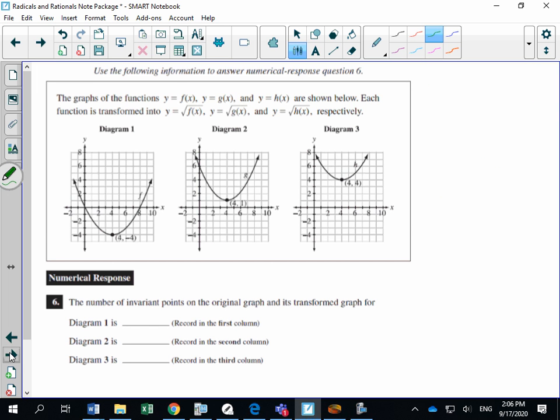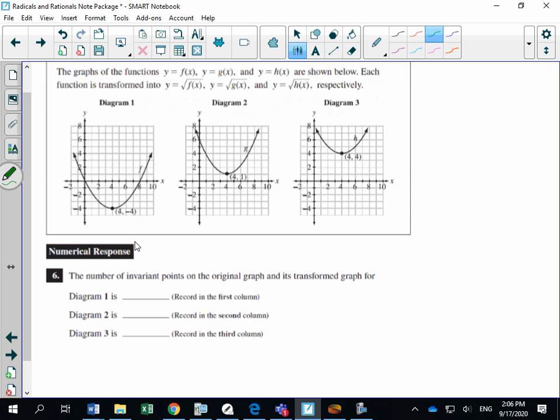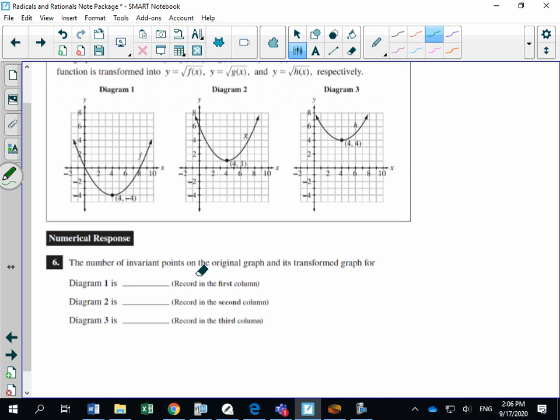Going to this question here. So here's the graph of 3 functions. They call this one f of x, this one's g of x, and this one is h of x, right? And then it says each of these functions below are going to be transformed into radicals. So they're going to take f of x, put it underneath a radical sign, g of x, put it underneath a radical sign, h of x, put it underneath a radical sign. What it's asking for is the number of invariant points on the original graph and its transformed graph.